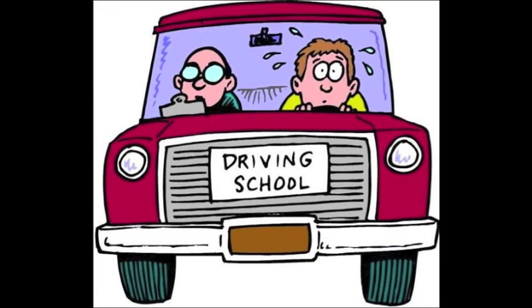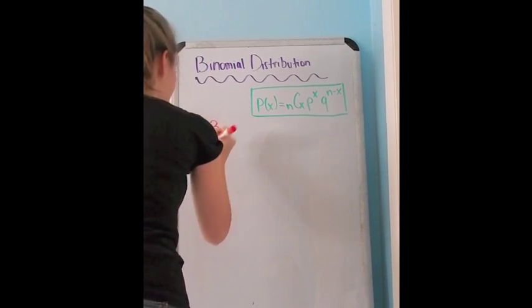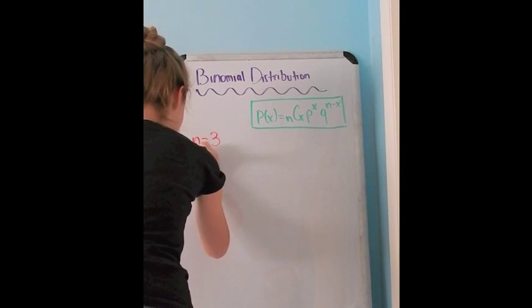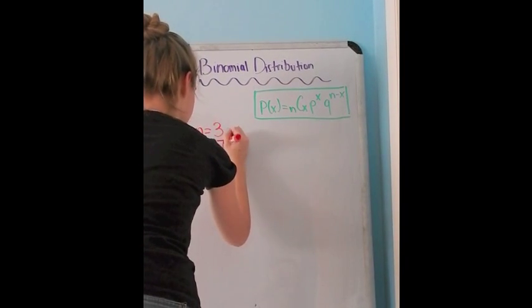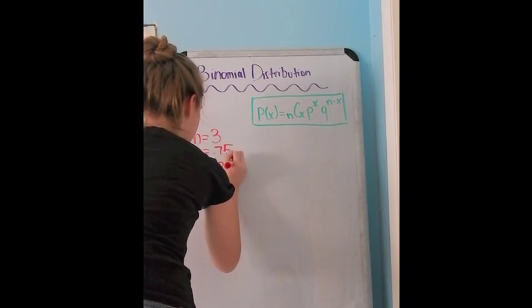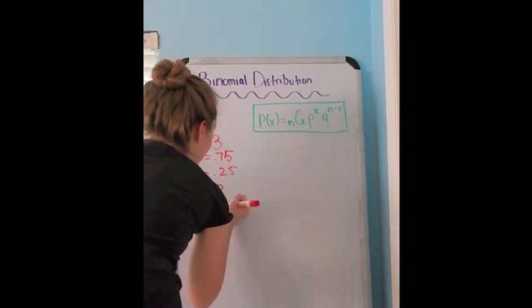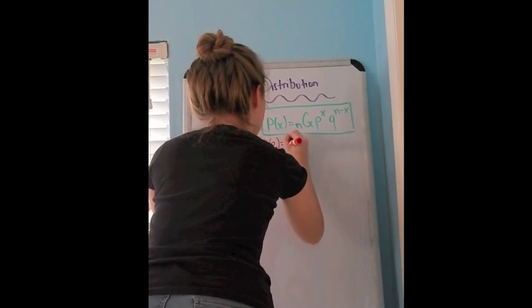For example, let's say that the probability of passing your driver's license test the first time taken is 0.75. What is the probability that exactly 2 out of 3 students will pass their test the first time they take it? In this example, n is equal to the number of students, 3, p is equal to 0.75, q is equal to 0.25, and x is equal to 2. Simply plug in these data values to the binomial distribution formula and compute.